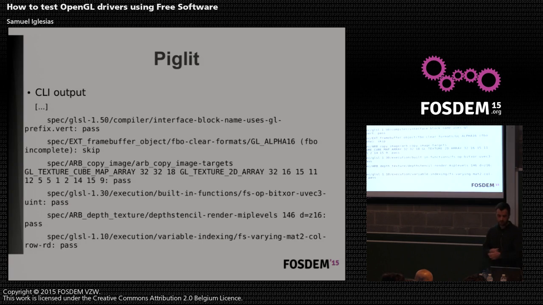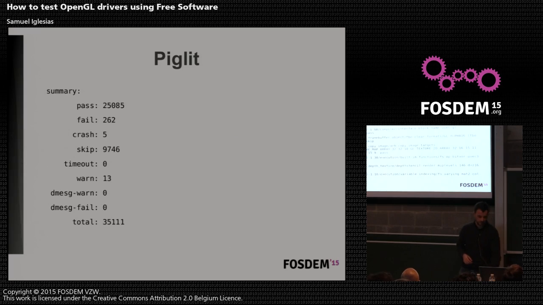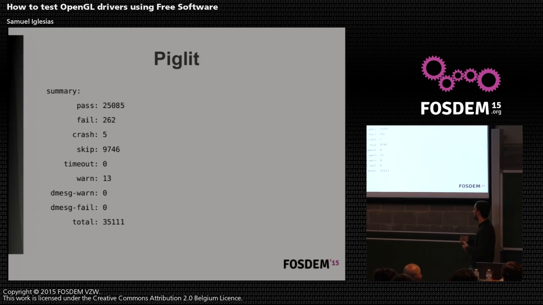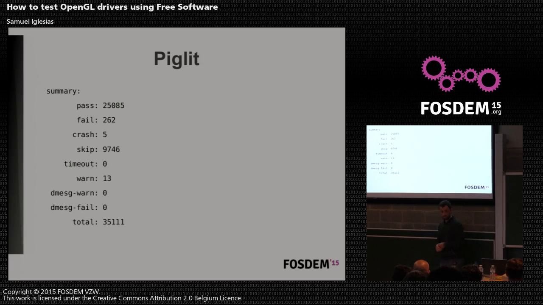This is an example of the command line output. It specifies the name of the test and the result, whether it passed, skipped, crashed, failed, warning, whatever. And at the end, you have a summary of the run. For example, we have 25,000 passed tests out of 35,000.